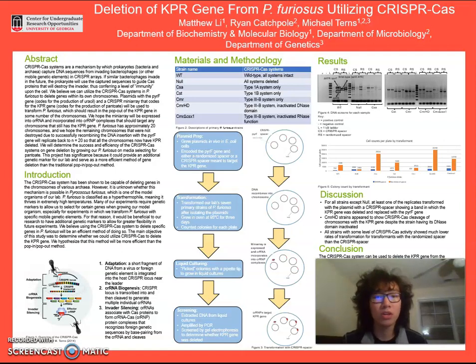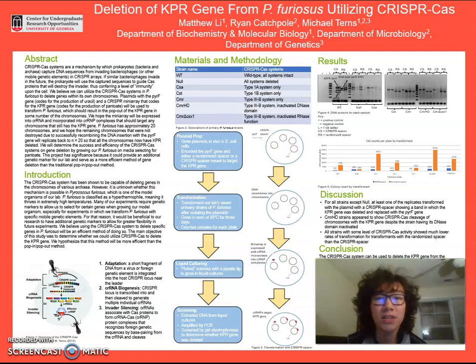So we wondered, can we use this CRISPR-Cas system that prokaryotes use for adaptive immunity to delete genes and create new genetic markers for future research in our lab? We chose the KPR gene, and we hoped that through a series of transformations with a specific mini array that targets the KPR gene, we would be able to delete this.